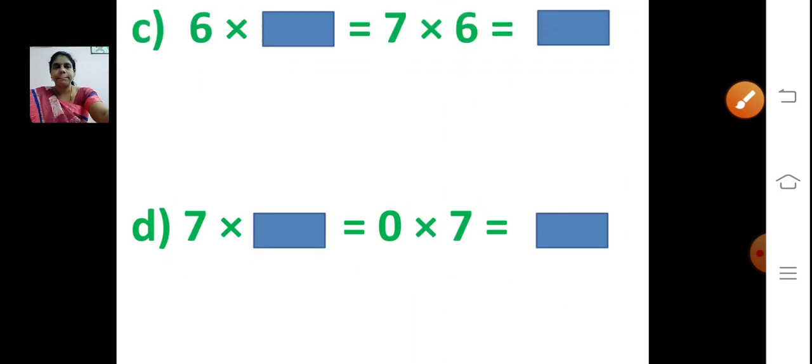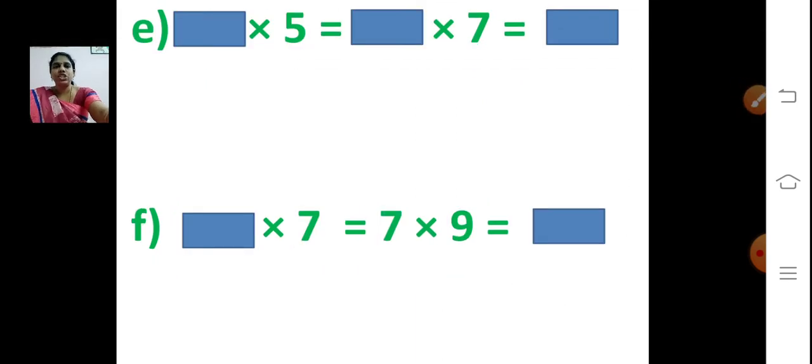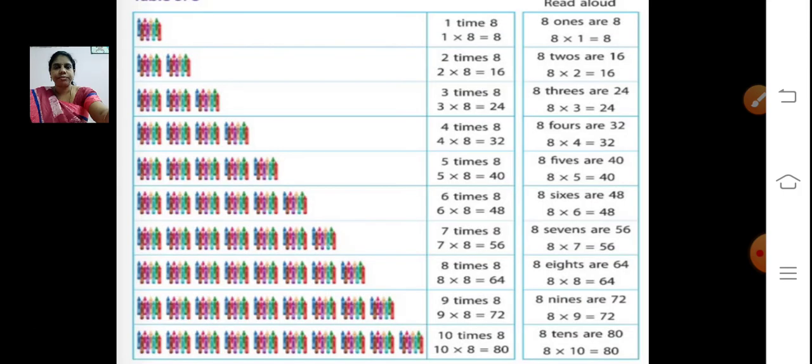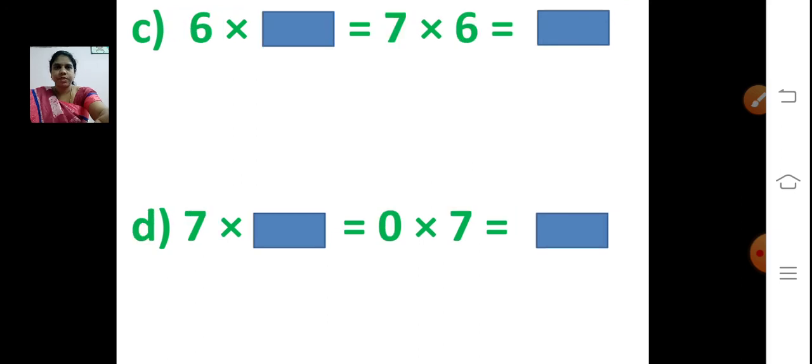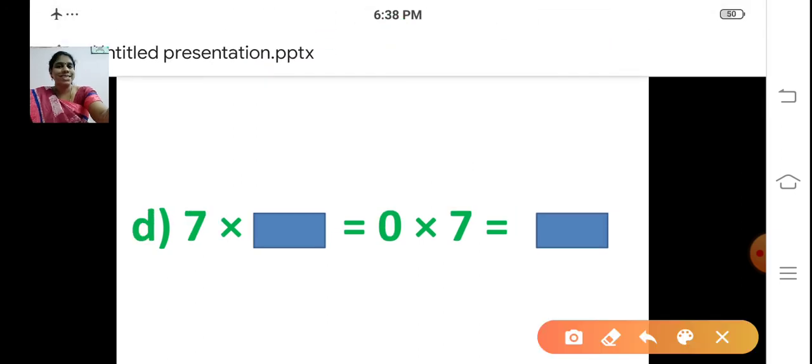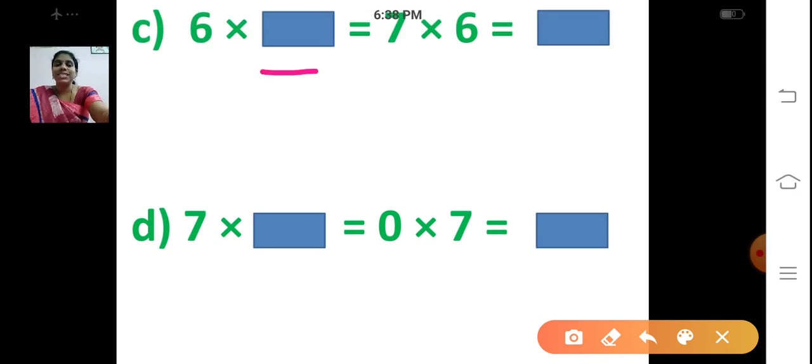Next sum. Now 6 into dash is equal to 7 into 6. Now you are going to tell me what is missed out. Here we know 7 into 6. Now change the order. If we change the order also, the answer will be the same, right? 6 into, what is missed out here? Yes, this 7 is missed out. So 6 into 7 is equal to 7 into 6.